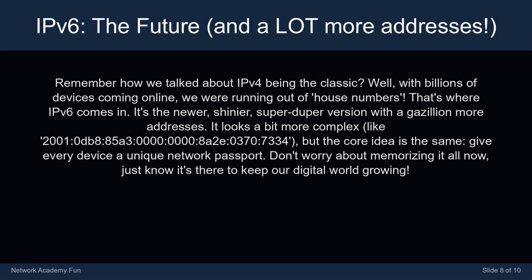Remember how we talked about IPv4 being the classic? Well, with billions of devices coming online, we were running out of house numbers. That's where IPv6 comes in. It's the newer, shinier, super duper version with a gazillion more addresses. It looks a bit more complex. Like 2001:0DB8:85A3:0000:0000:882E:0370:7334. But the core idea is the same. Give every device a unique network passport. Don't worry about memorizing it all now. Just know it's there to keep our digital world growing.